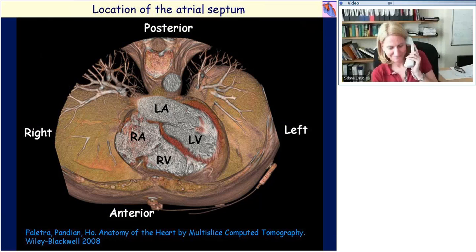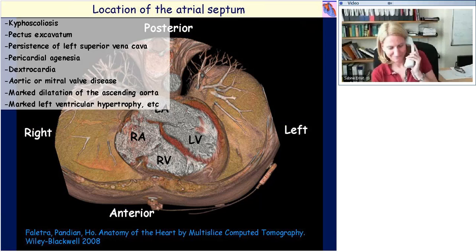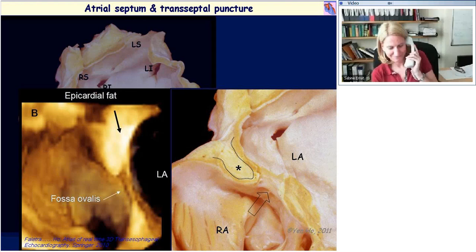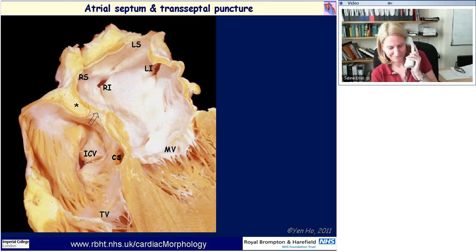One more slide. Oops. Oops. Yeah. This one? This one is probably not so bad. So here you could see where the coronary sinus is. It would be marked by your catheter.